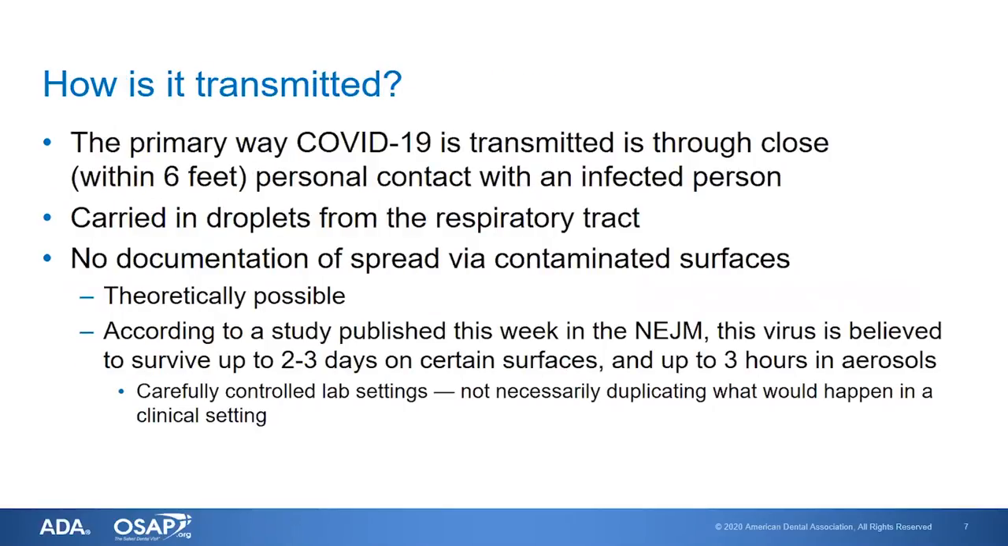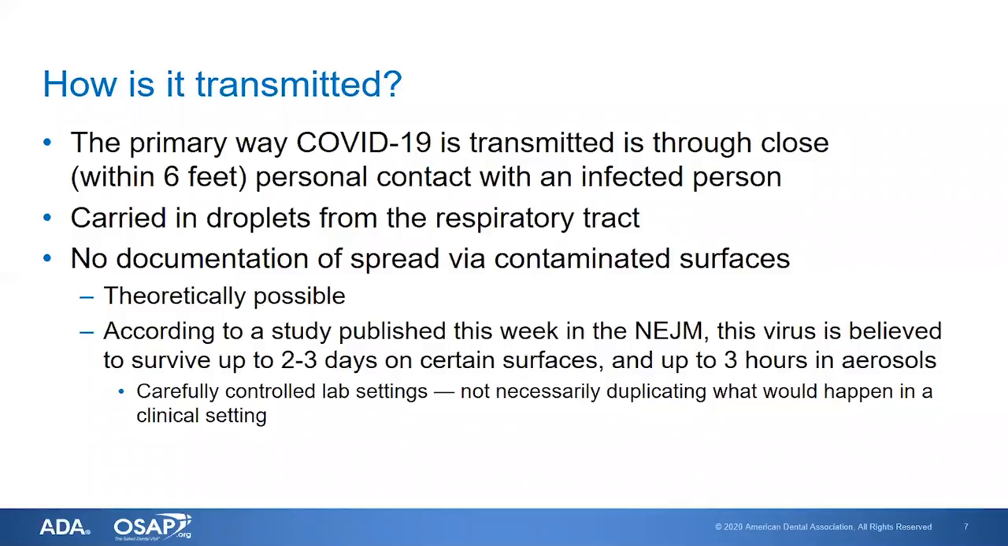To understand infection prevention and infection control, we always have to first understand how diseases are transmitted. And it's different for different types of diseases. Obviously, in healthcare, we're very familiar with bloodborne diseases and bloodborne disease transmission, but I believe we're less familiar with diseases that are transmitted through droplet or airborne mechanisms. So the primary way that COVID-19 is transmitted is through close contact, that's within 6 feet of a person who's infected and is coughing or sneezing or otherwise releasing droplets from their respiratory tract.